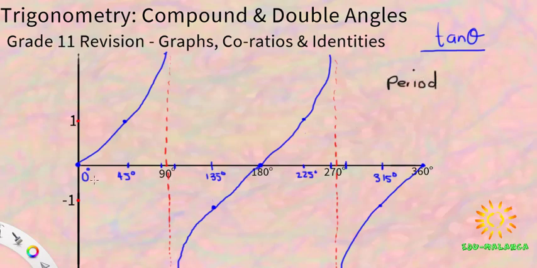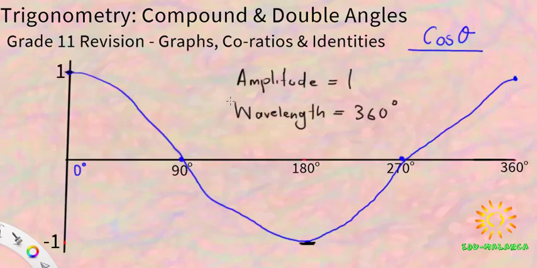We can see that this graph repeats itself every 180 degrees. So the next asymptote will be at 270 plus 180. It'll be at 450. So the period of the tan graph is equal to 180 degrees. Guys, period basically is another word for wavelength. So over here we can say period or wavelength.